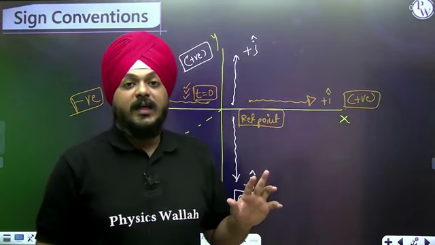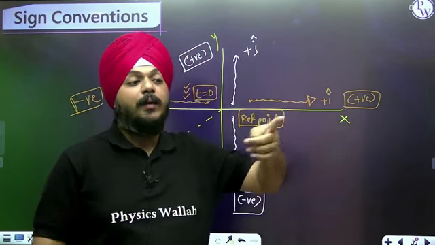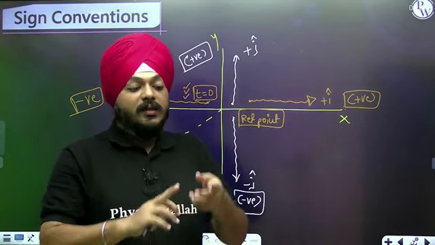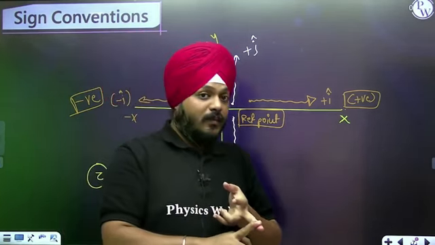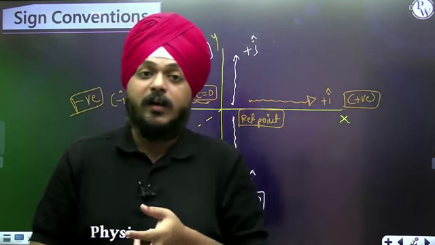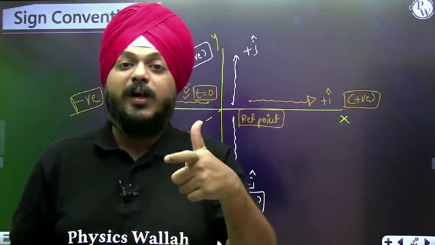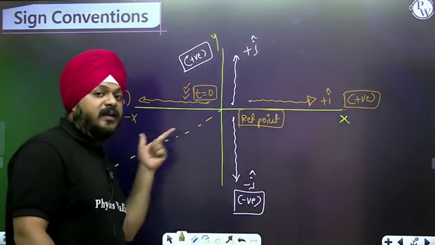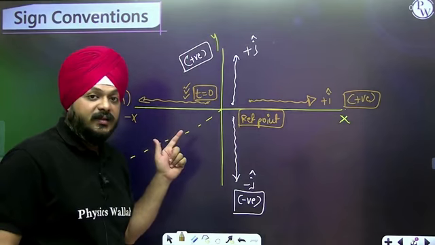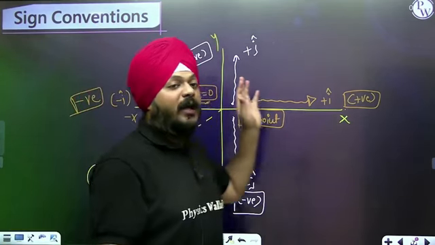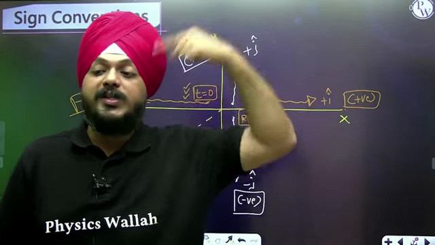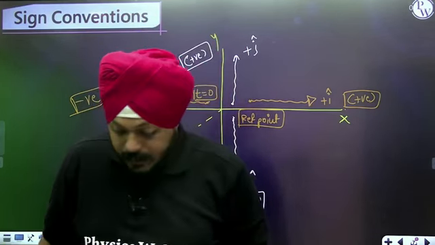Apart from this, two more sign conventions will come. One will come in rotational motion, clockwise and anti-clockwise. The second will come in magnetism, in 12th, the inward and outward. But that inward and outward is also part of the z-axis, the third dimension. So apart from these sign conventions, only two new things are going to come: one in rotation and the second in the 12th syllabus.